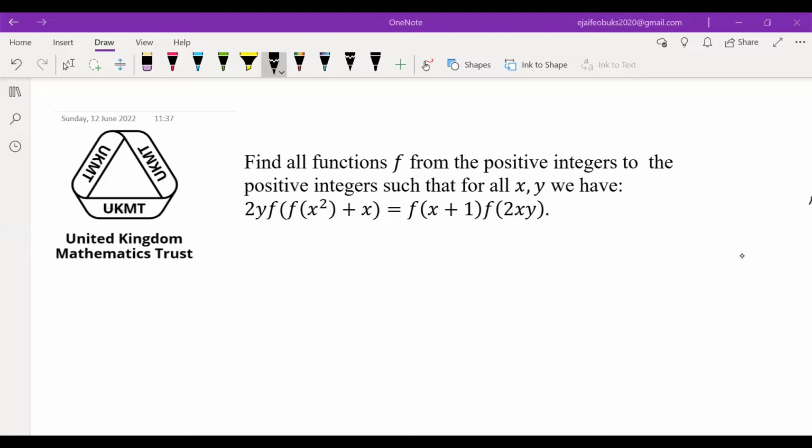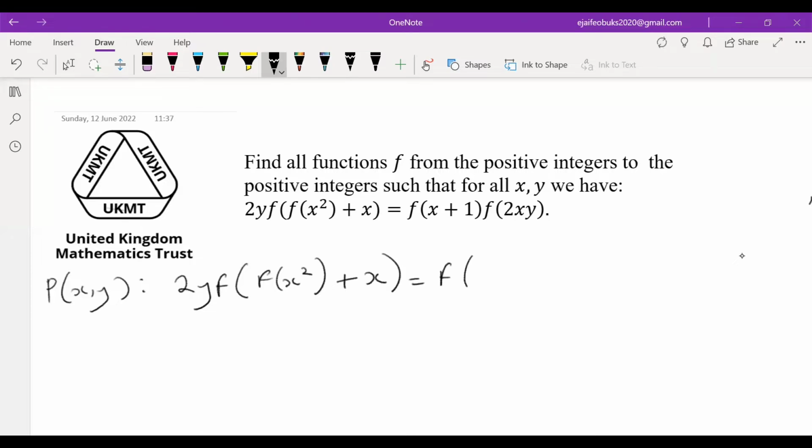Let p of xy denote the given functional equation. So we have that p of xy is this. Now I can start making substitutions, keeping in mind that we're talking of positive integers to positive integers, so we want to restrict all our substitutions to positive integers.